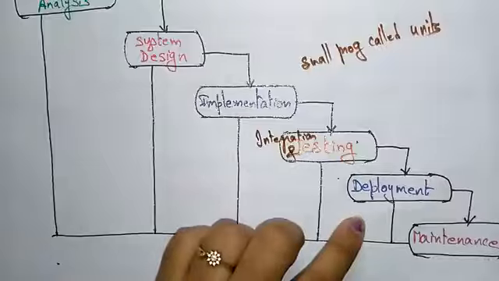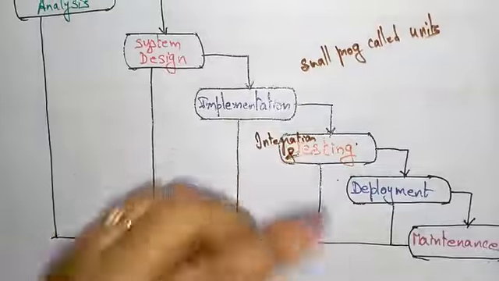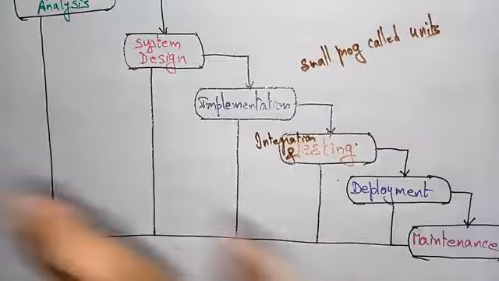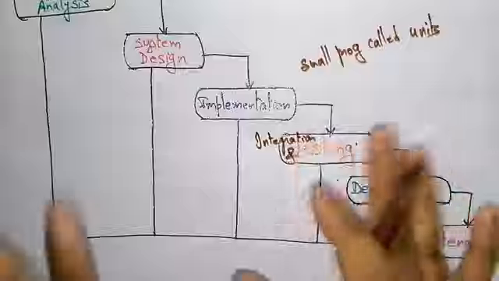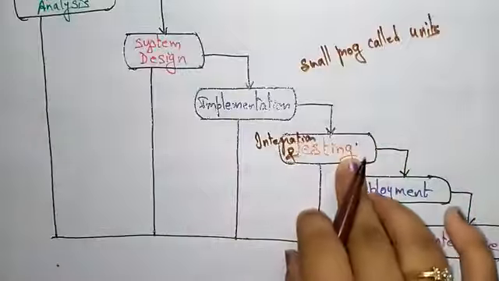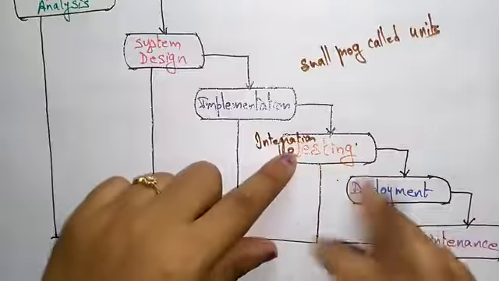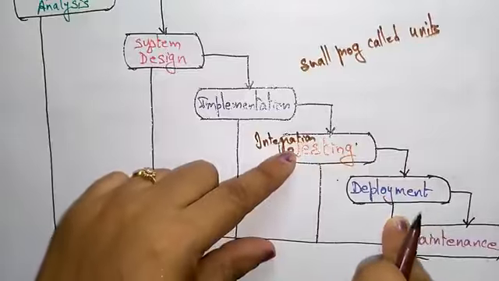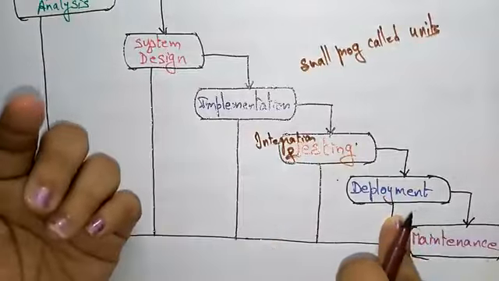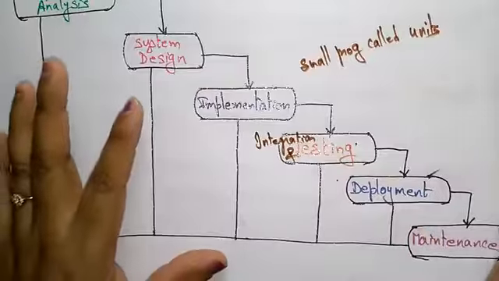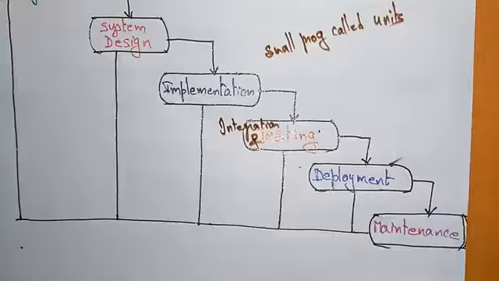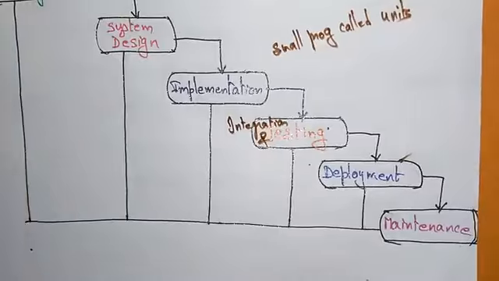Next comes deployment. Deployment is nothing but, once the functional and non-functional testing is done, everything is done, my project is completely fit. Then you are ready to deliver the product to the customer environment, or release it directly into the market. That stage you call deployment. I released everything, my product is now running in the market and my customer is using it.